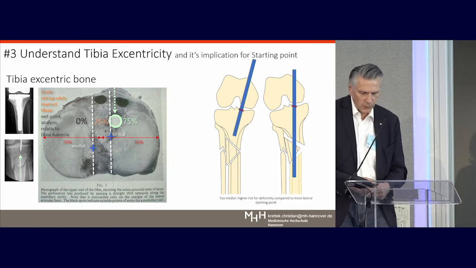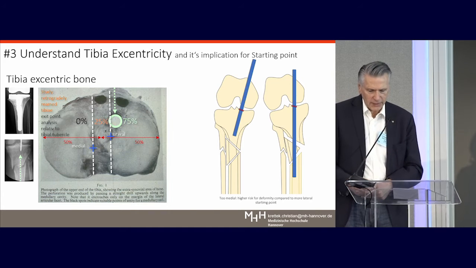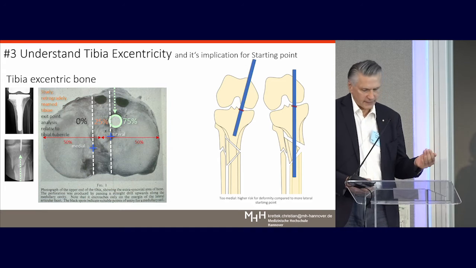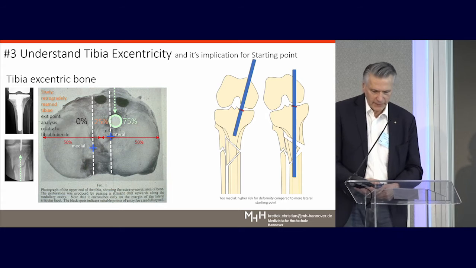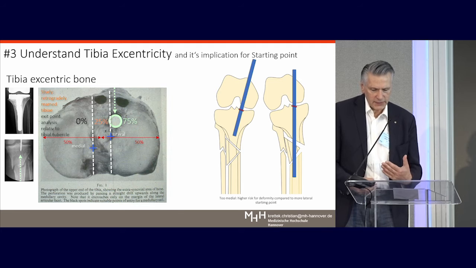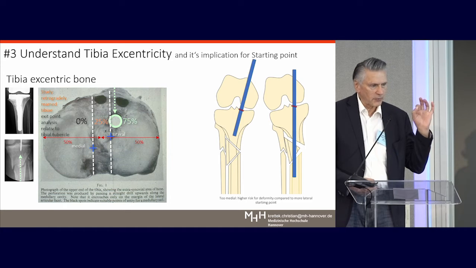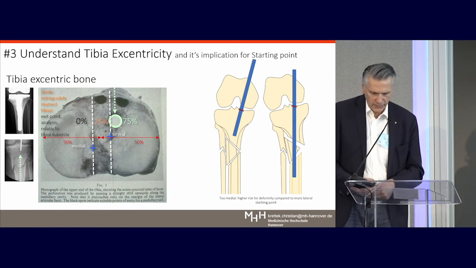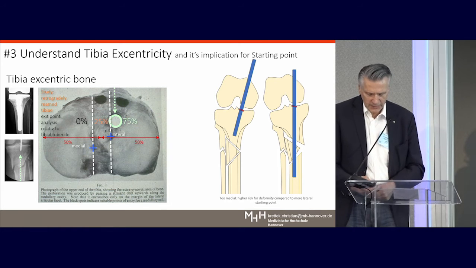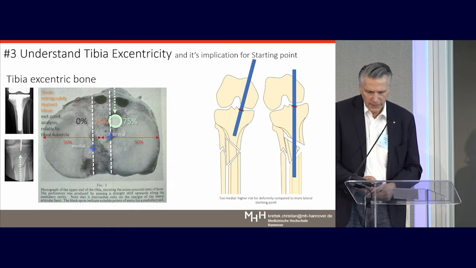And this is also supported by this very old anatomic study where they retrogradely reamed the tibia upward and looked at where they exit. In 75% they found the exit in the lateral part, lateral to the lateral tibial spine, in 25% in between, and in 0% medial to the medial spine. So this eccentricity has to be kept in mind when we plan our starting points in order to avoid deformation.